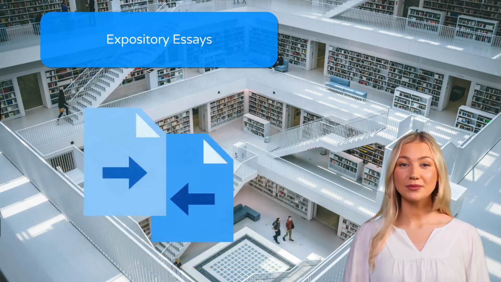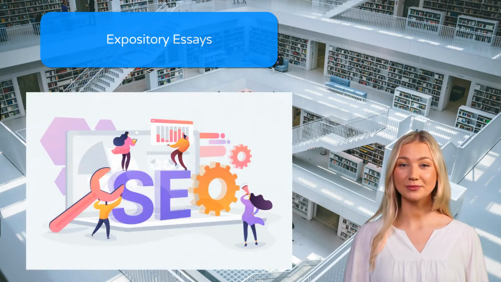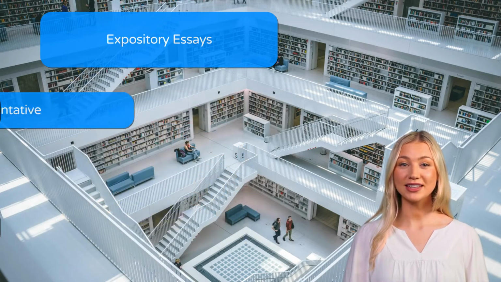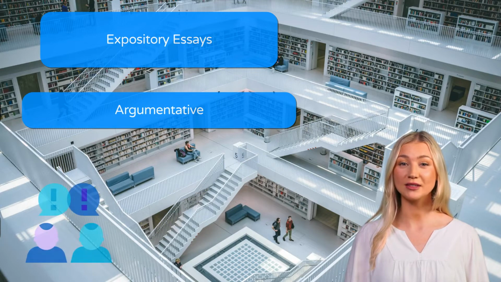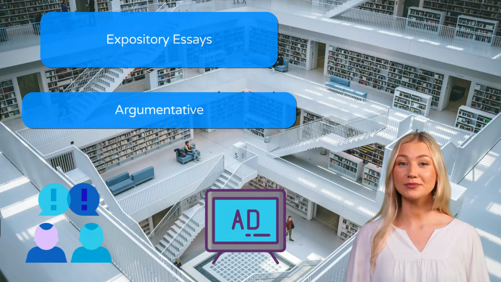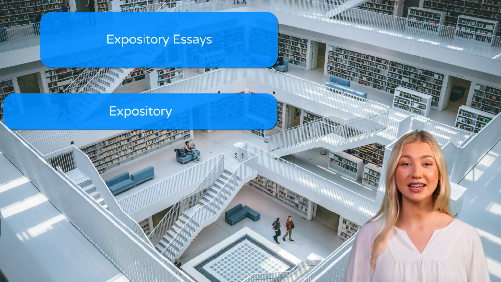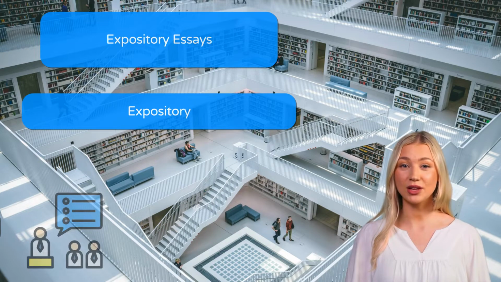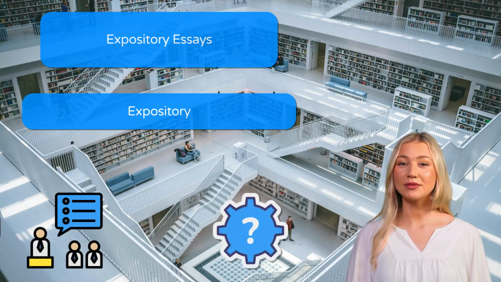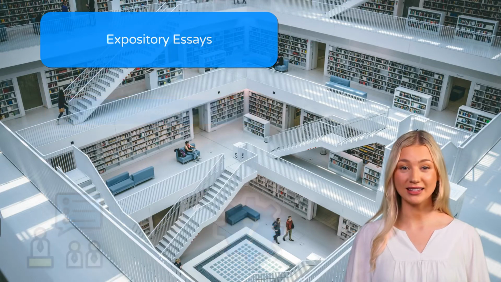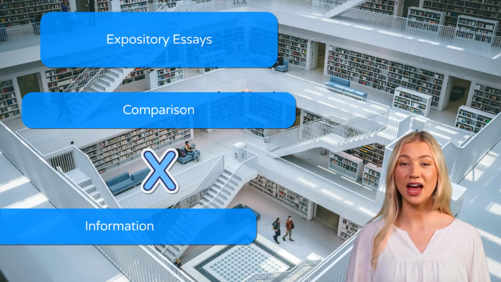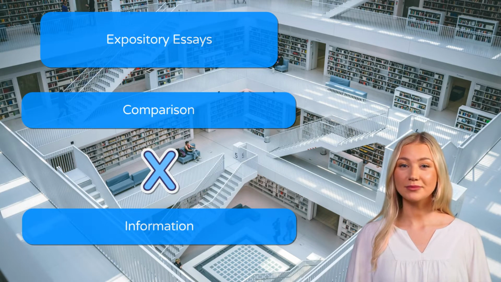For example, let's say you need to write two essays about digital marketing. When writing an argumentative essay, you would argue how it is better than traditional marketing. But if you're writing an expository essay, you would simply explain what digital marketing is and how it is done. As you see, while one highlights a comparison, the other points out unbiased information.